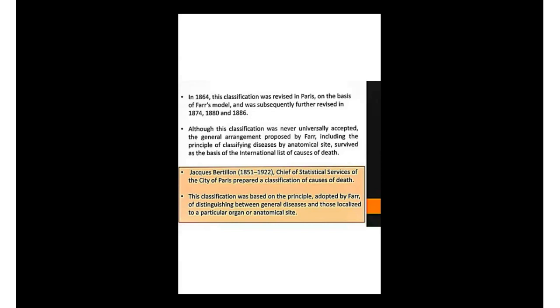How he classified the diseases: okay, this disease causes death. Okay, this is spreading to this particular area, this particular region, or this particular organ, or this particular anatomy.